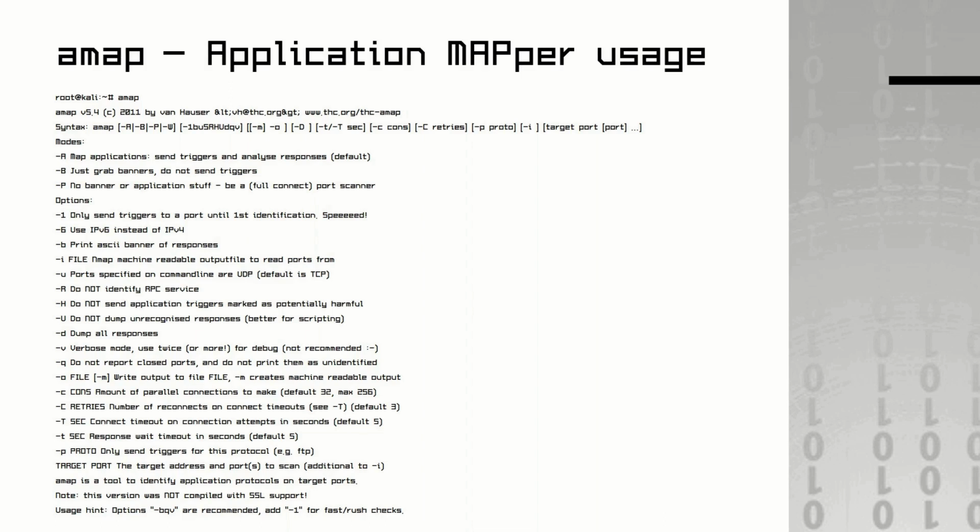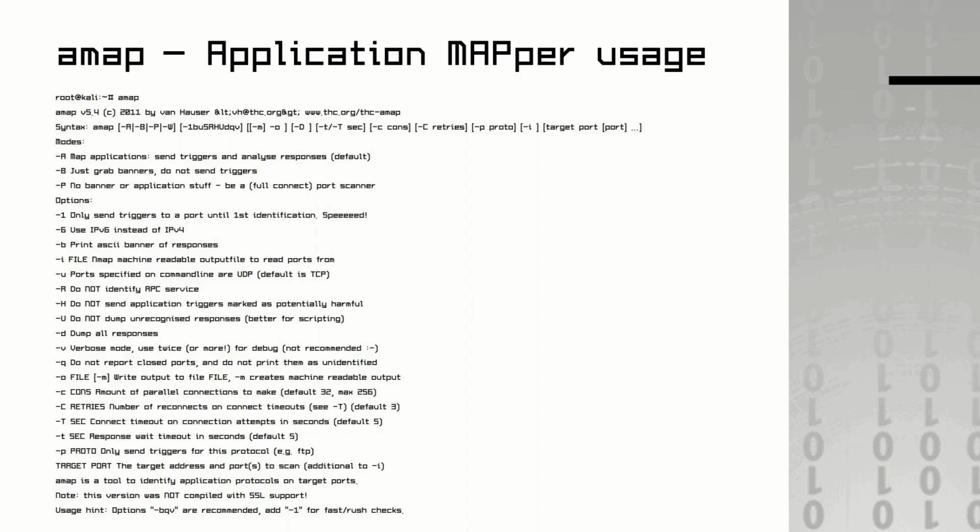The option hyphen BQV is highly recommended, and it will add the hyphen 1 for fast checks in the network. And as you all know about the small hyphen d, it will dump all the responses, whatever the vulnerabilities or applications or information there are in the network. It will dump all the information. And there is verbose mode also. Both are the same, but it will use twice the mode for debug, which is not recommended.